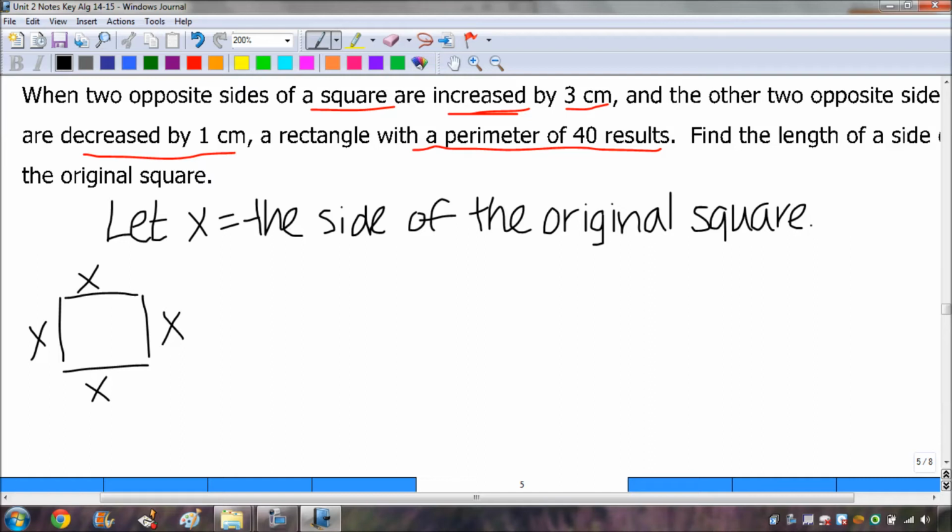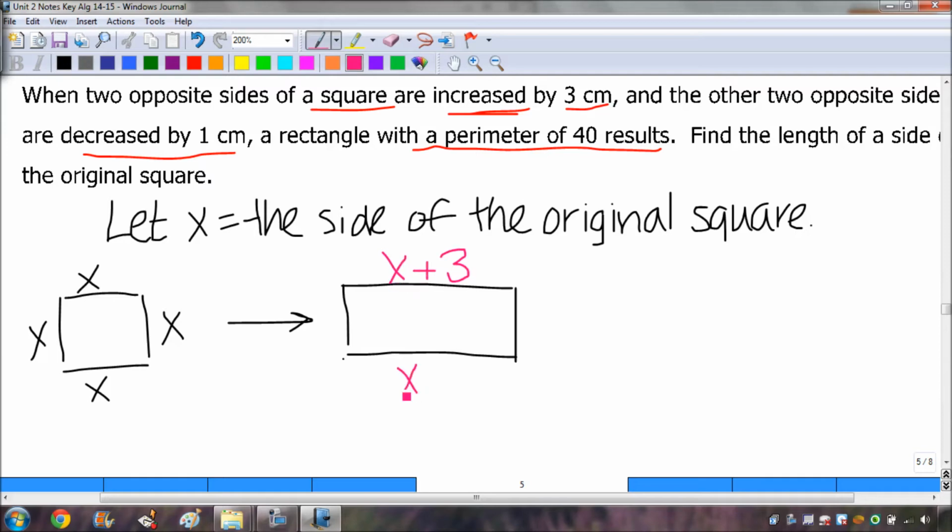Now, it says that one set of opposite sides of the square is increased by 3 for each side. So this becomes a rectangle, okay? So one set of sides is increased by 3, so I'm going to add 3 to both sides, okay? And then the other two opposite sides are decreased by 1, so I'm going to say x minus 1, x minus 1, and then I get a new rectangle where the perimeter is 40.